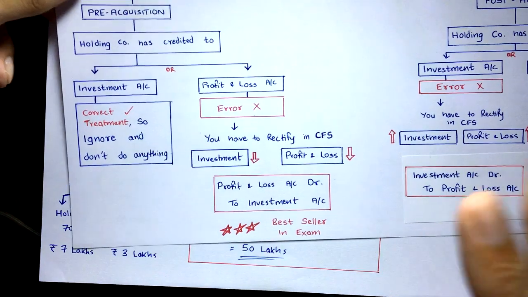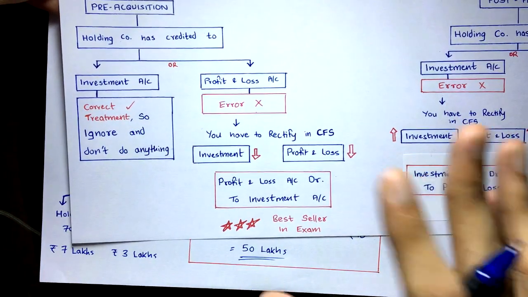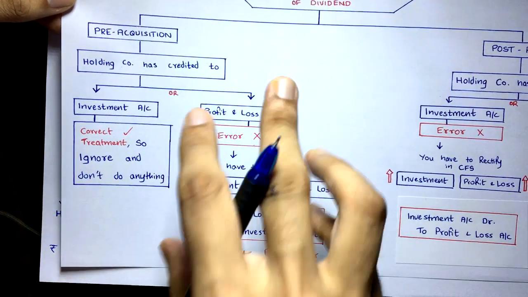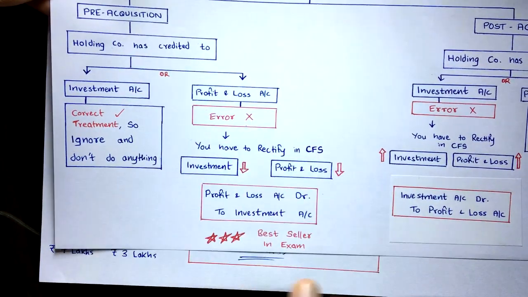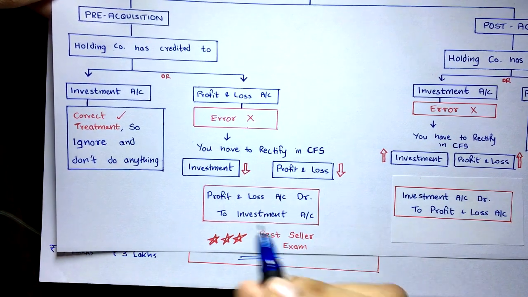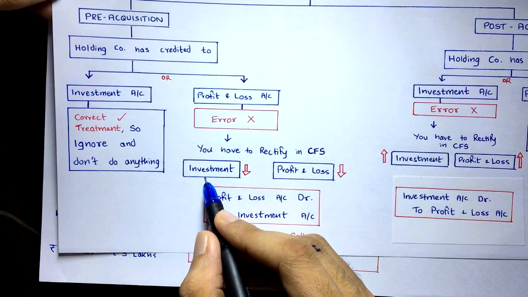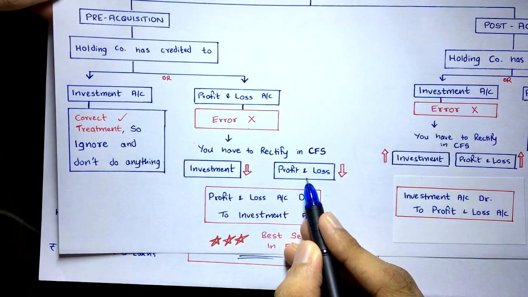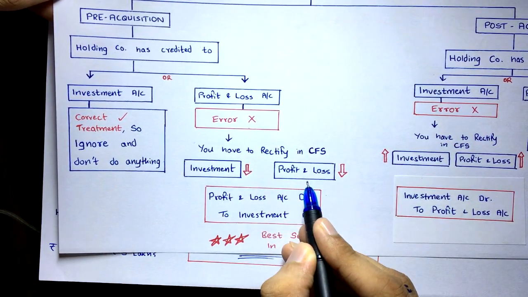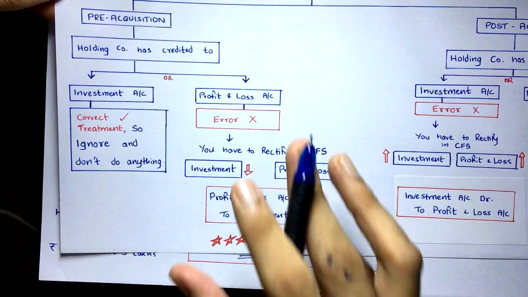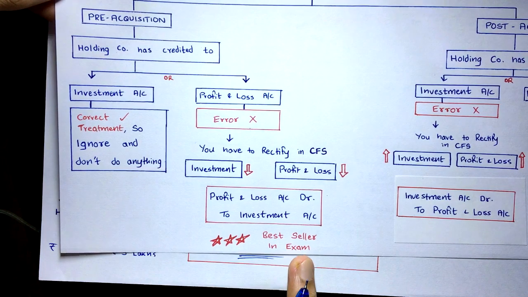But mostly in the silent question, you will always consider that error has happened regarding the pre-acquisition dividend. Error has happened, and you will do this treatment in CFS, which is subtracting from the cost of investment the pre-acquisition dividend, and also subtracting from the consolidated profit and loss. Working note number 2 and working note number 4. Yeah, this is what you will do in this silent question, bestseller in exam, I've told you, in the dividend adjustment.